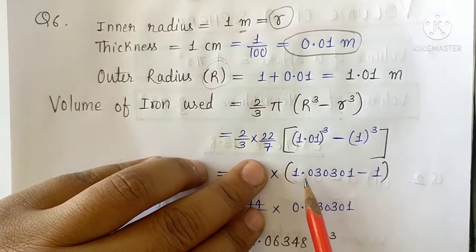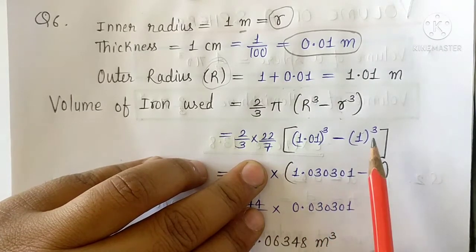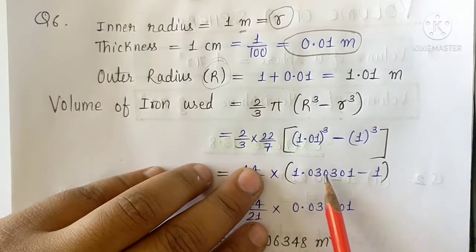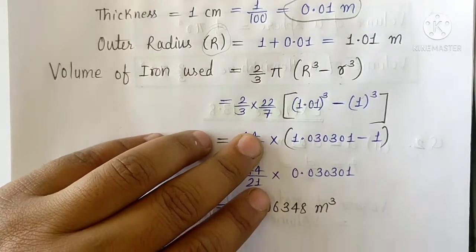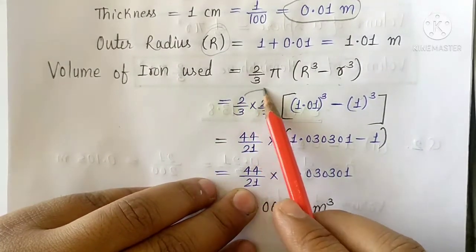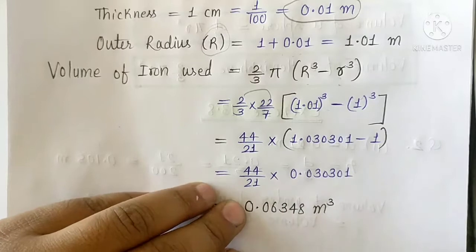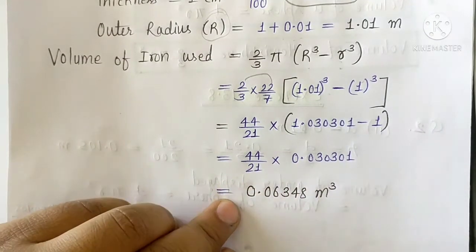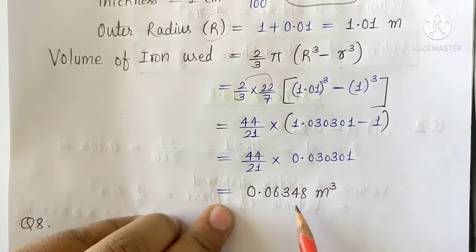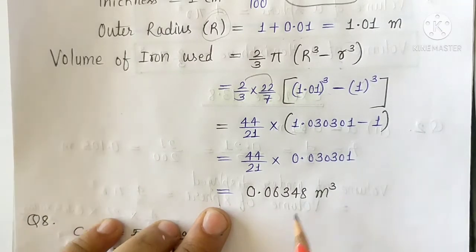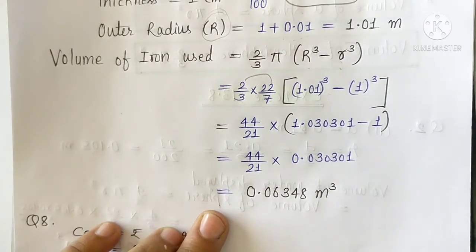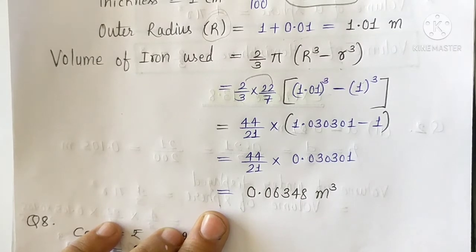1.01 cube means 1.030301, and 1 cube means 1 only, minus 1. When you subtract, it will come 0.030301, and here 2 times 22 is 44, 3 times 7 is 21. When we multiply and divide, it will come 0.06348 meter cube. This is the answer of question number 6, where we found the volume of iron which we have used to make that hemispherical tank.